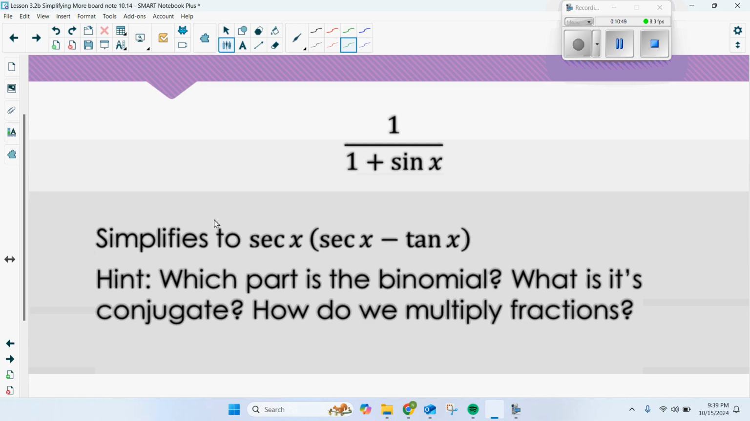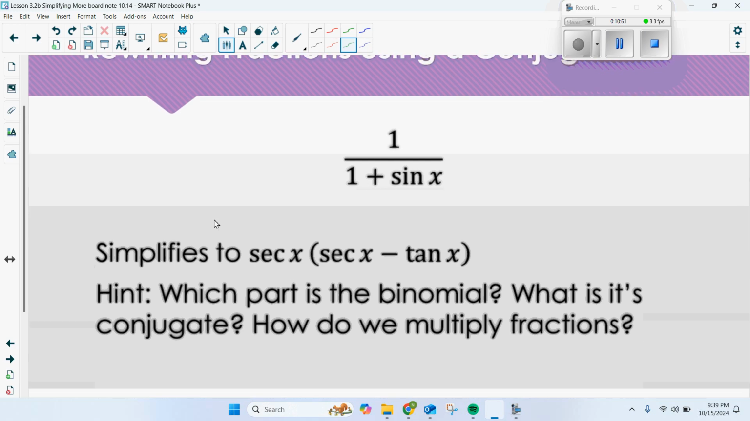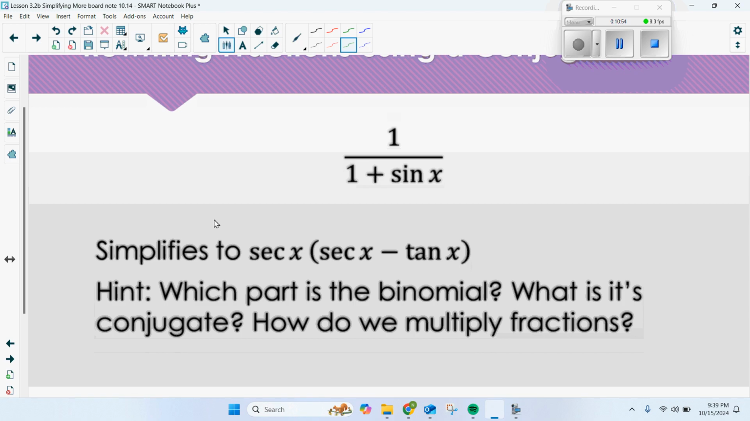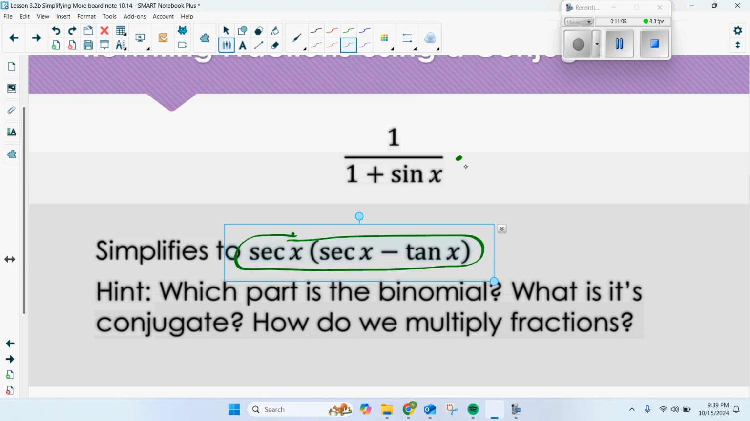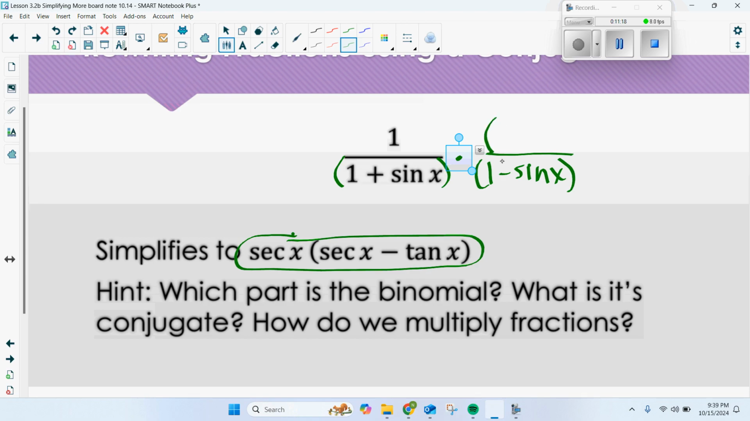Here. I'm asking you to rewrite this by multiplying by a conjugate, and I know that it's going to equal this, which is kind of wonky, but it's okay. I gave you the hint of the conjugate. Since I have 1 plus sine, the conjugate would be 1 minus sine. And we have to be mathematically and algebraically correct here. So if I multiply 1 minus sine on the denominator, I need to also multiply it on the numerator. So there is me multiplying it in the numerator.